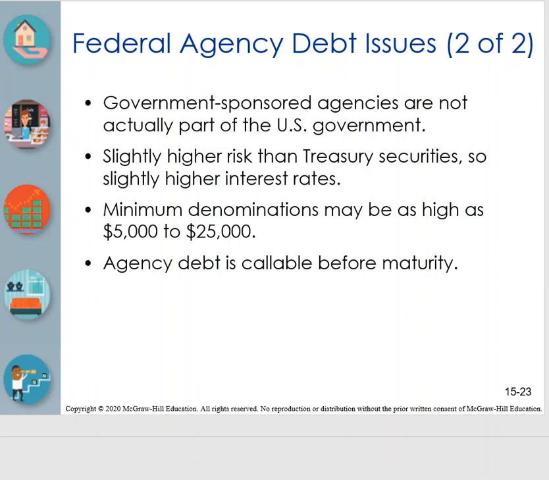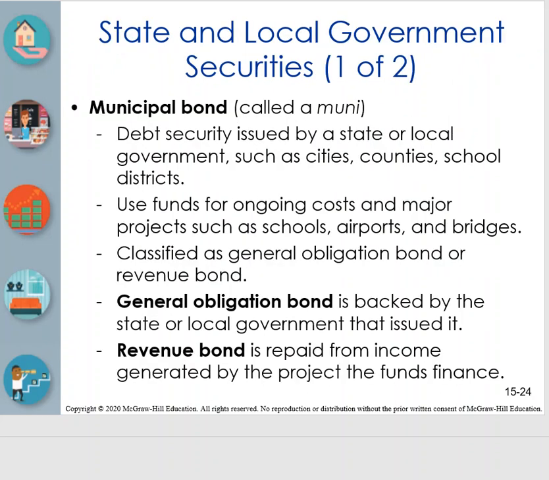Now let's look at the state and local side of government bonds. Municipal bonds, also known as munis, are debt securities issued by either a state or a local government. It could be the city of Lancaster. In fact, our school district, Antelope Valley Community College District, has issued bonds in order to help with the financing of the campus expansion.